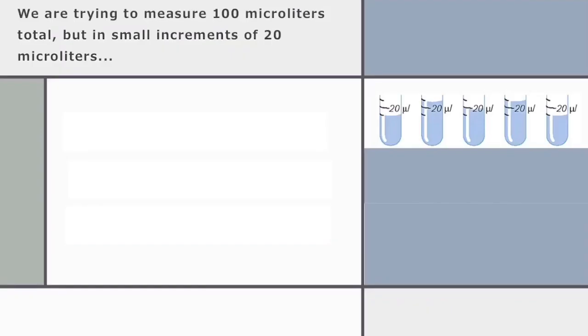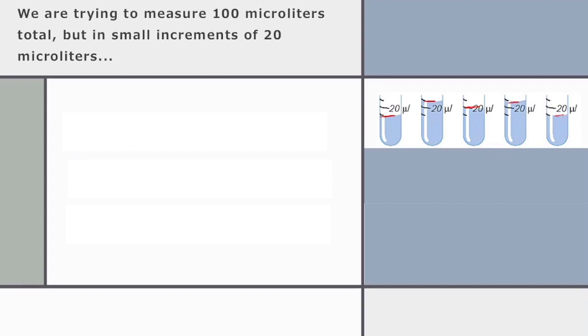So now let's take a look at some different measurements. Here we're measuring some volume, and we're trying to measure a total of 100 microliters, but we're doing it in small increments of 20 microliters each. And for this first set of tubes, these are our first 5 measurements in order to try to get 100 microliters. I've got just below 20 microliters, just above 20 microliters, right at 20 microliters, then above and below again.